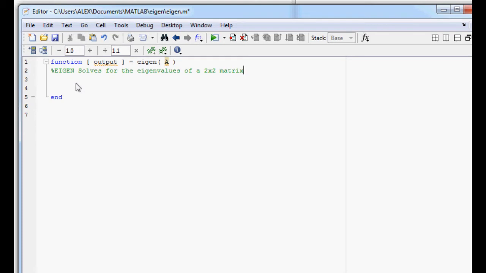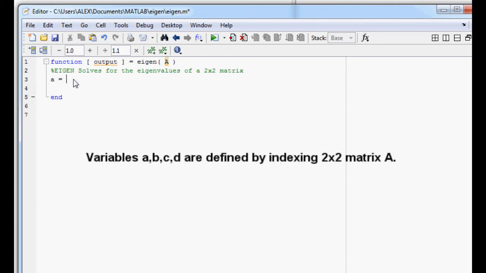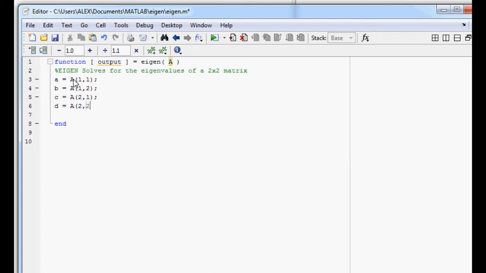We can think of A as an external input that is given to us within the context of this function, and therefore it is predefined. We also assume that A is a 2x2 matrix, and therefore has 2 rows and 2 columns. We will define 4 local variables a, b, c, and d, where a is the top left, b is the top right, c is the bottom left, and d is the bottom right, with the following lines: a equals A(1,1), b equals A(1,2), c equals A(2,1), and d equals A(2,2).